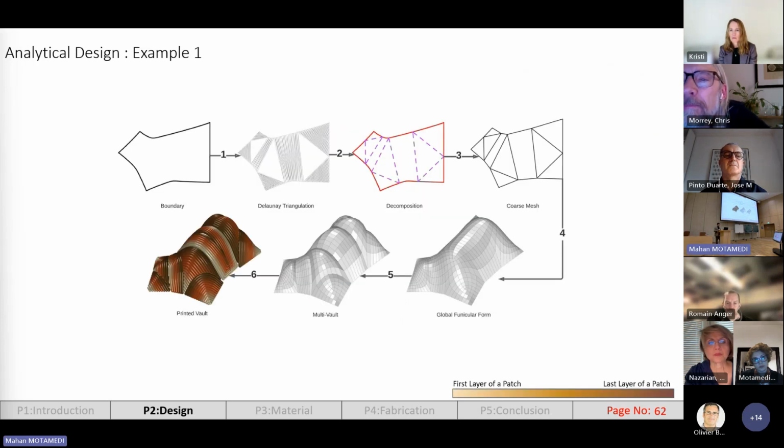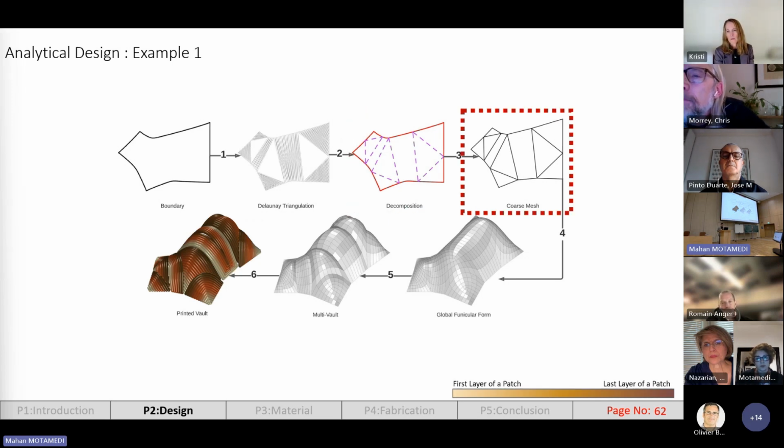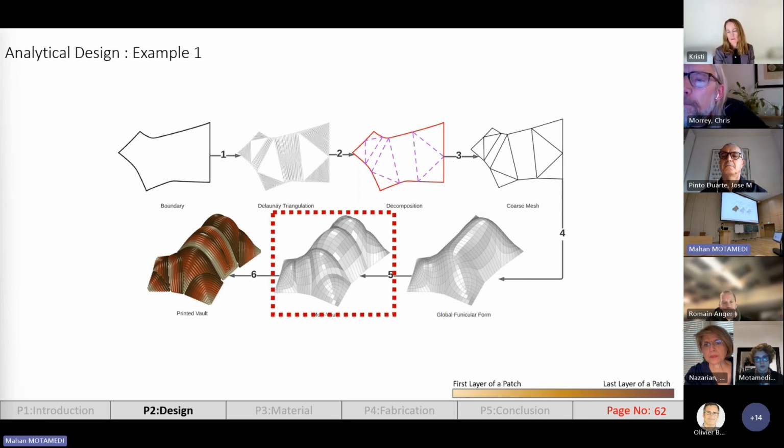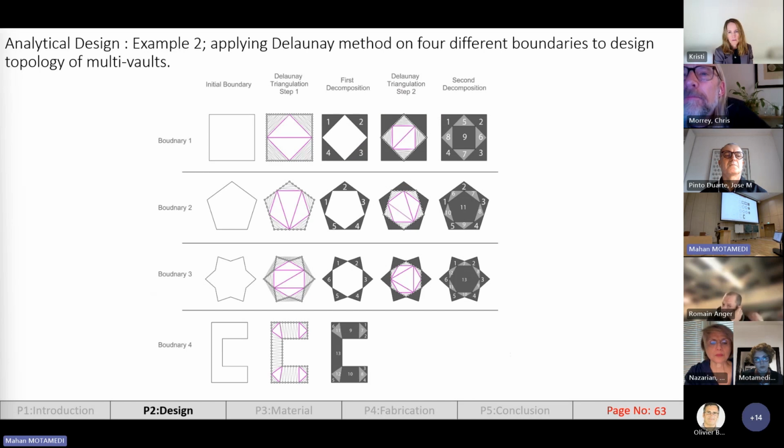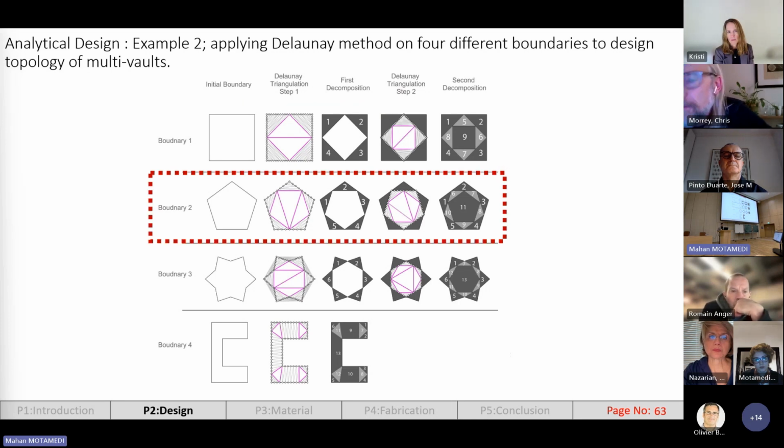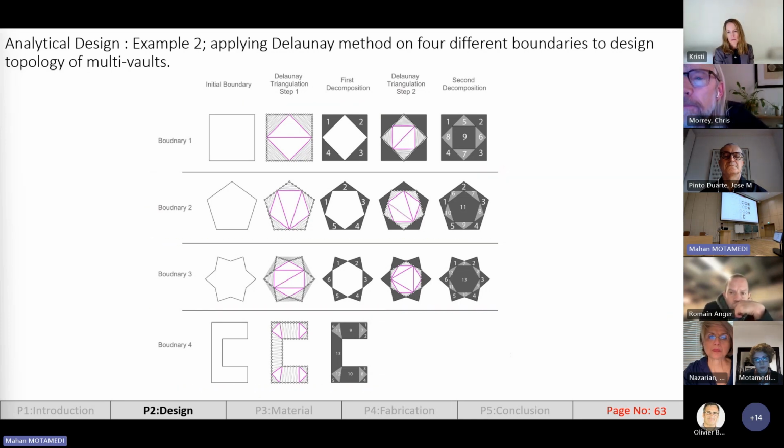The second approach in the patching design grammar is the analytical design approach, in which the topology design is in an automated manner. So here the user will propose a boundary, then they run the Delaunay triangulation analysis on that given boundary. The Delaunay triangulation will give the topology of the multi-vault, and then they have to transform it into the coarse mesh and find a global form and tune the geometry of each patch on the global form and set the print parameters. Here is another example of applying the Delaunay triangulation method on 4 different boundaries. The idea is to show that these analytical tools can even work for complex boundaries.